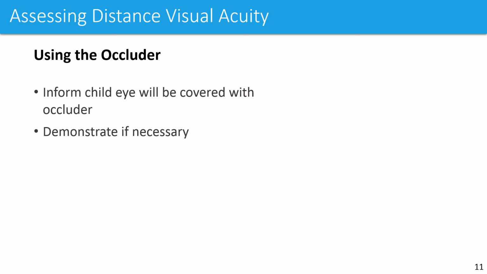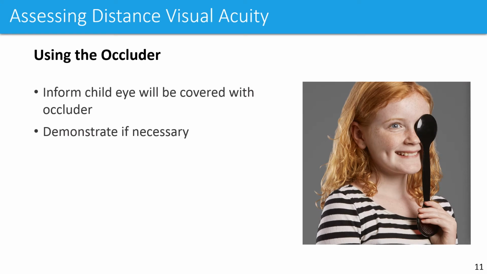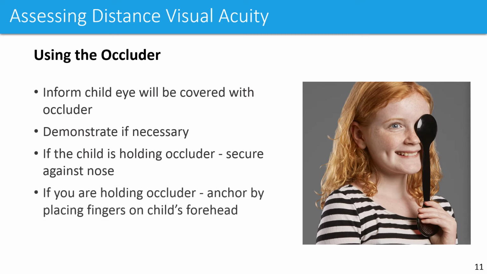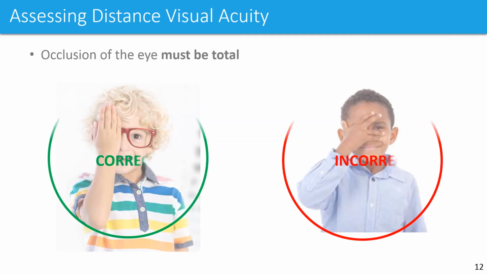If the child is old enough to occlude their eye without peeking, allow them to do so. If the child is holding the occluder themselves, tell them to hold it right up to their nose. If you are holding the occluder for the child, anchor it in front of their eye by placing your fingers on the child's forehead. Occlusion of the eye must be total.